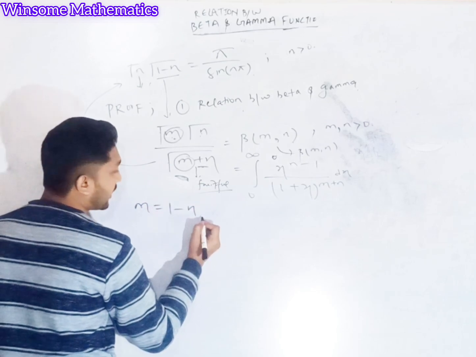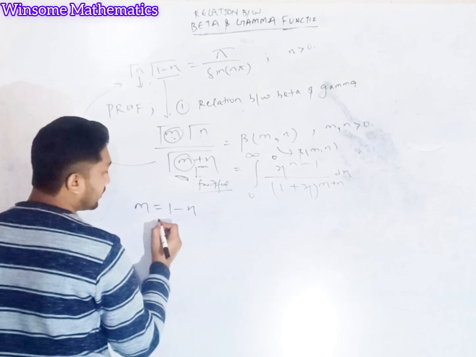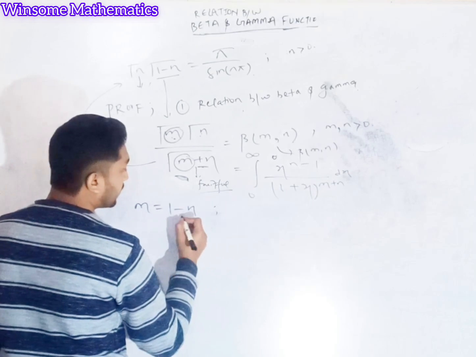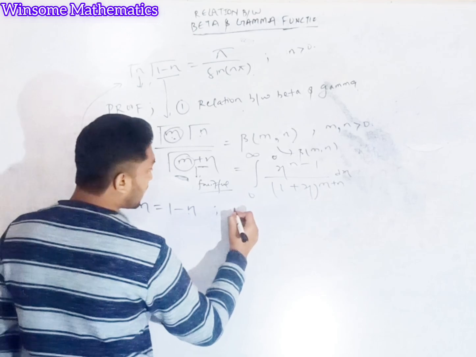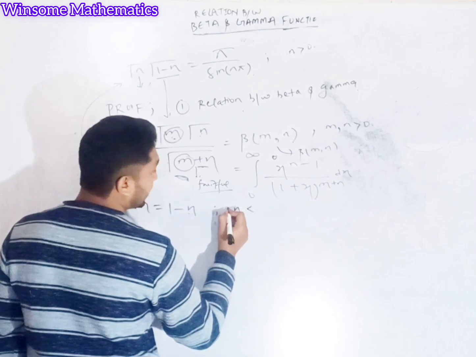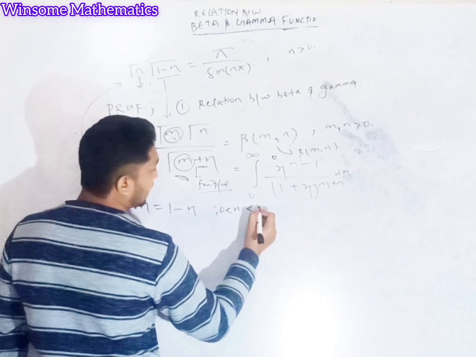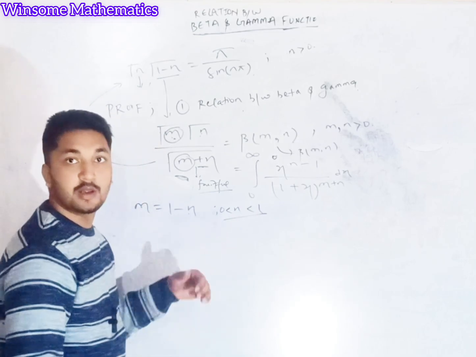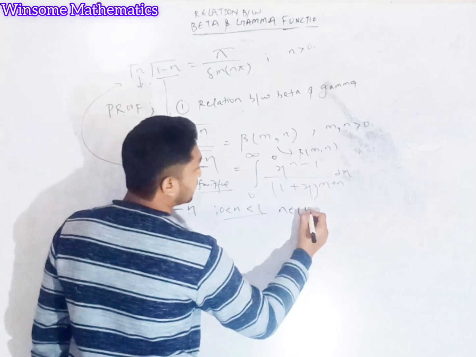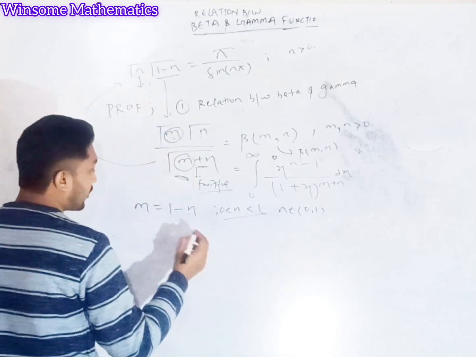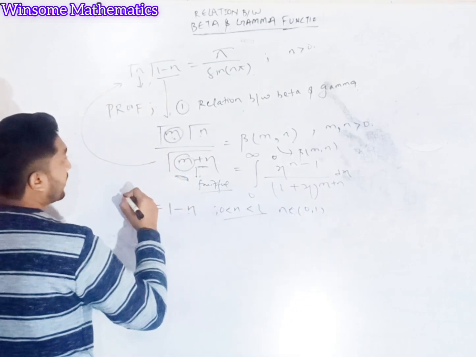So simply by substituting m is equal to 1 minus n, and m is greater than 0, and n is also greater than 0. Okay, no problem here. So n must be greater than 0 and less than 1, so n must lie inside 0 and 1, that we can write easily. N belongs to (0, 1). Now m is equal to 1 minus n, so we will put that here.